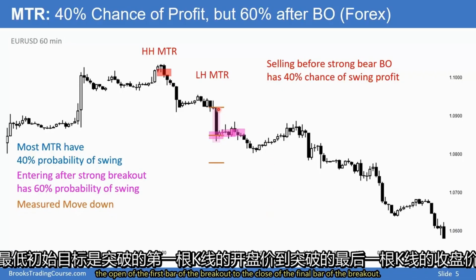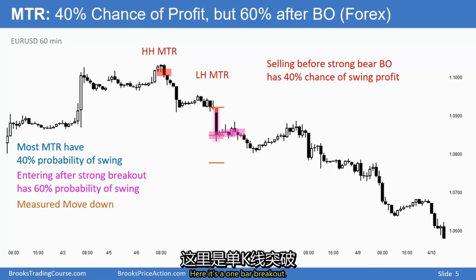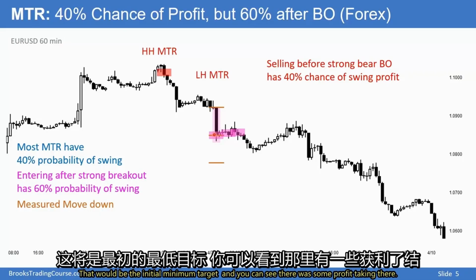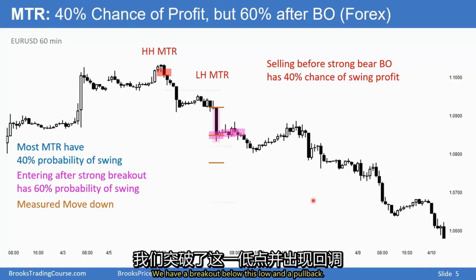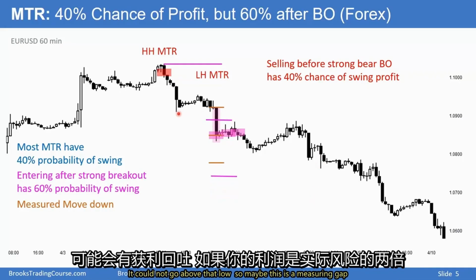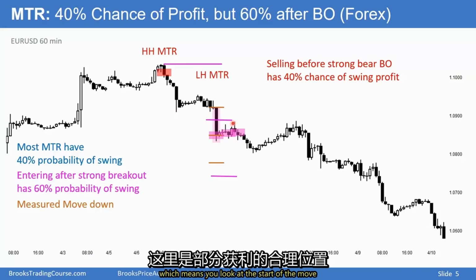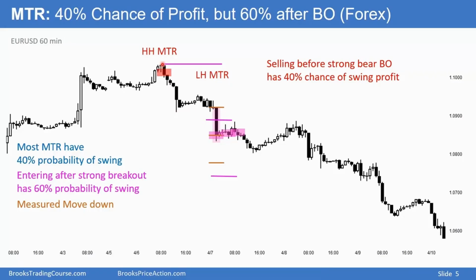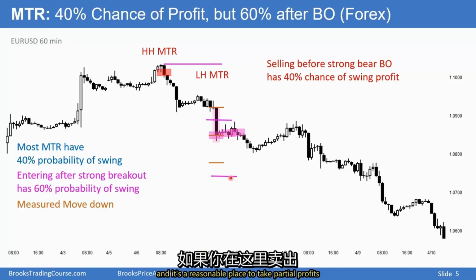Minimum initial target when you have a strong breakout like that, the open of the first bar of the breakout to the close of the final bar of the breakout. Here it's a 1-bar breakout. That would be the initial minimum target, and you can see there was some profit taking there. We have a breakout below this low and a pullback. It could not go above that low, so maybe this is a measuring gap, which means you look at the start of the move and then the middle of the gap, or simply just this low, and project down for a measured move, and there probably will be profit taking there.